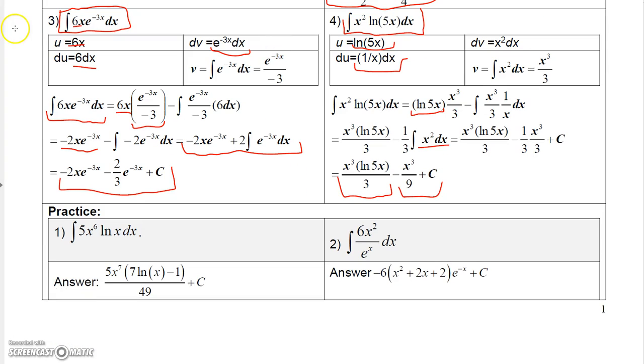Now, there's a couple of practice problems down here that you can work on, and you might have to do a little trial and error to decide what you want your u and your dv to be in those, but eventually you should get the answers that I've got below the problems.